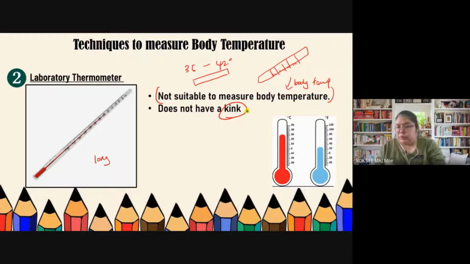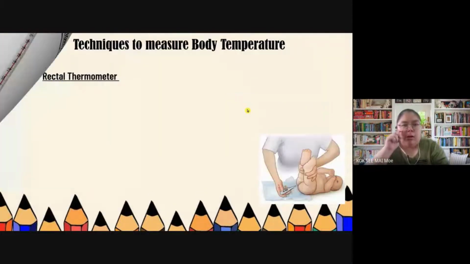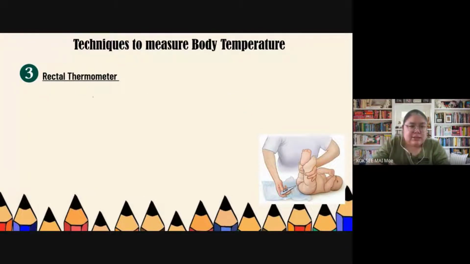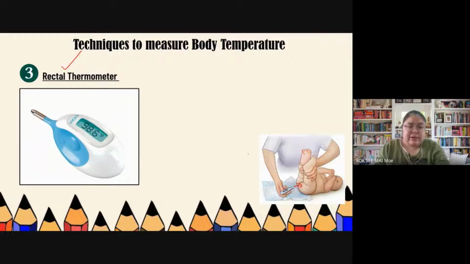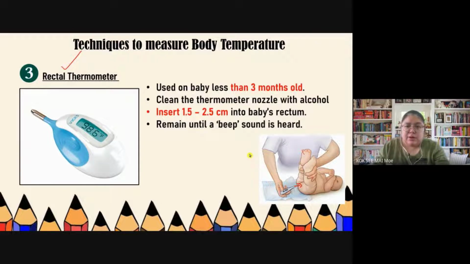Okay, then we go to number 3. Number 3 is the rectal thermometer. Just now I showed you the rectal one like this. They put it in the rectum. From here you can see the diagram is the same. It is for babies less than around 3 months. Less than 3 months.